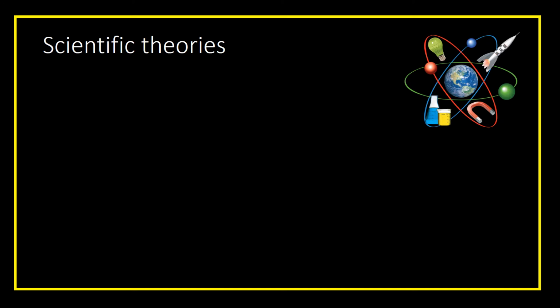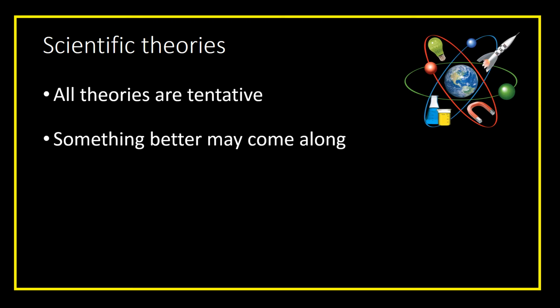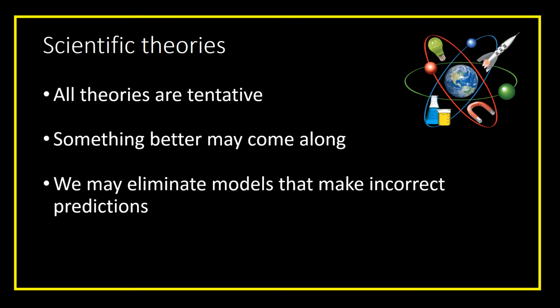What does this tell us about scientific theories? Very simply that all theories are tentative. No scientific model can be considered to be the last word. Even after years of use, something better may come along. Indeed, science is not a means of finding truth. At best, we may eliminate models that make incorrect predictions and hope that the explanations we end up with are approximately true, while keeping in mind that we may find a better approximation in the future.